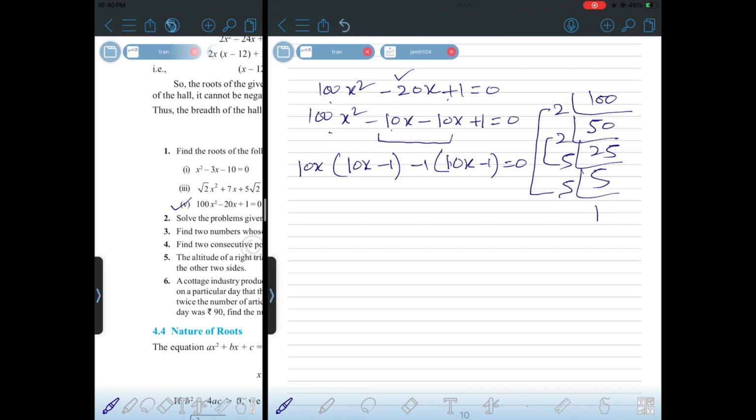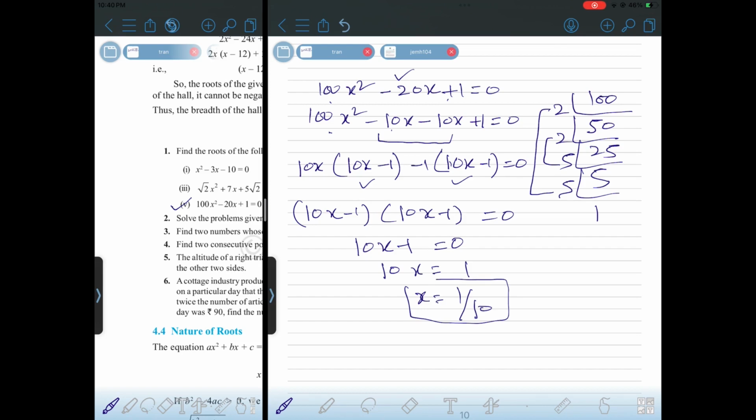Now you can see that the common factor is 10x - 1. So we take 10x - 1 common, and in the other bracket we again get 10x - 1 = 0. If 10x - 1 = 0, then 10x = 1, or x = 1/10. Because both factors are the same, both roots are x = 1/10.